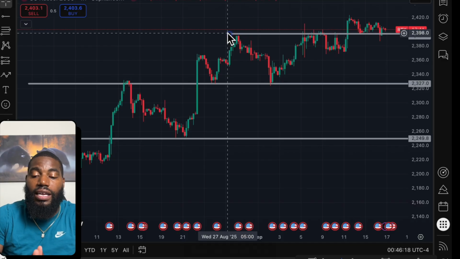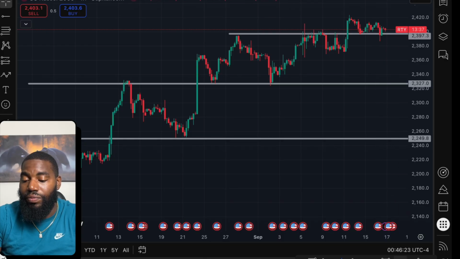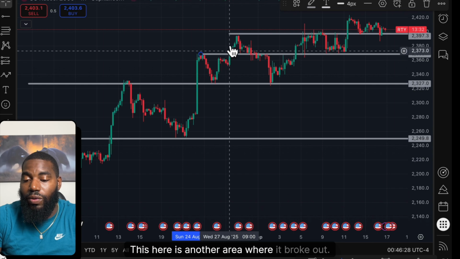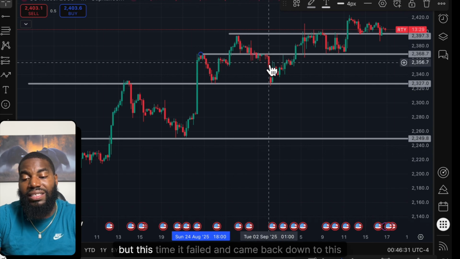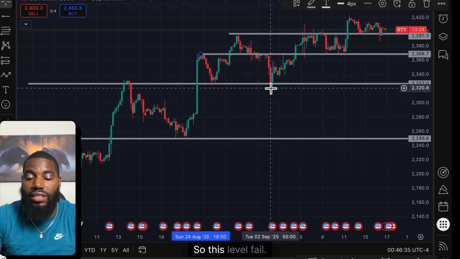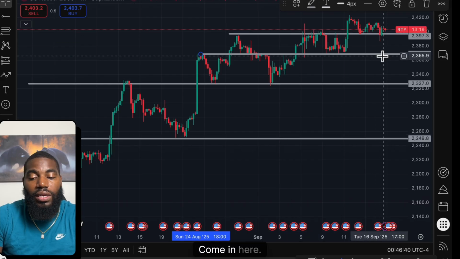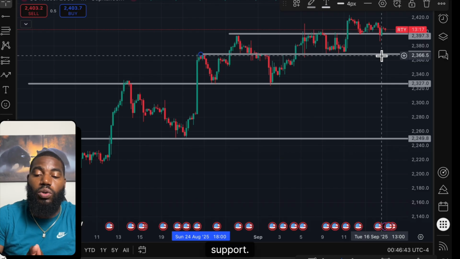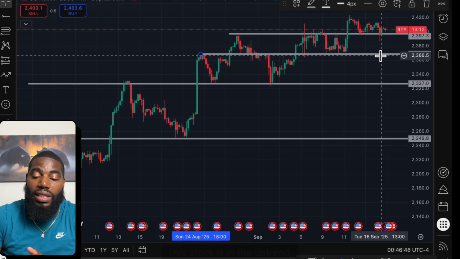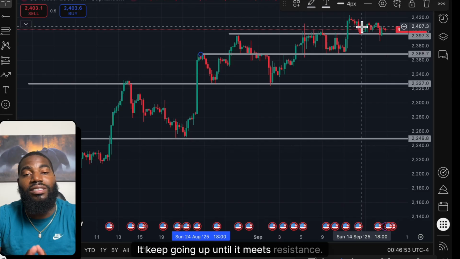You can even find smaller support and resistance levels within these levels. Like one is here. This here is another area where it broke out, it tested, but this time it failed and came back down to this resistance level. So if this level failed, it's more likely coming down to this level. If this one fails, coming here. It's looking for support. So when it breaks down, it looks for support. This stock is in the uptrend, so it's looking for resistance. It keeps going up until it meets resistance.